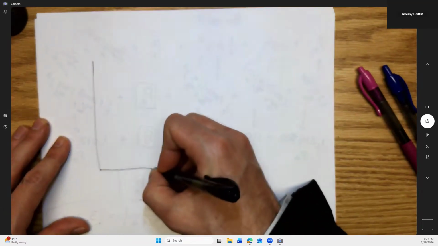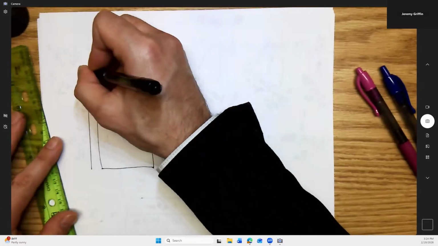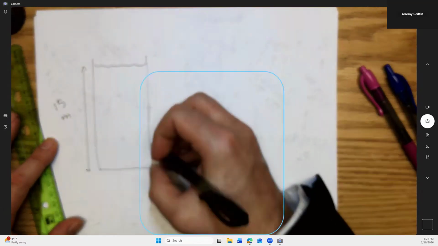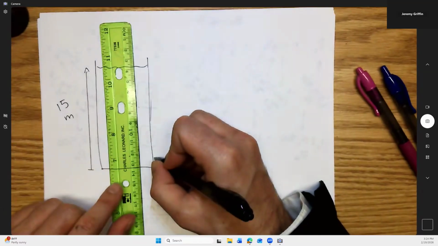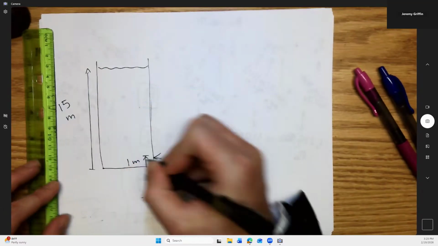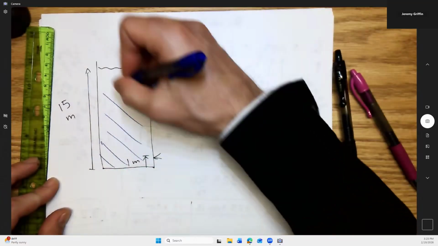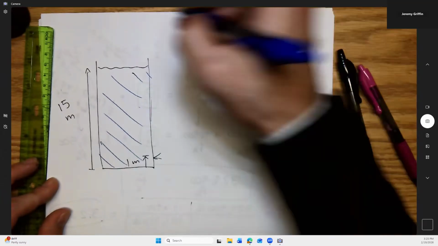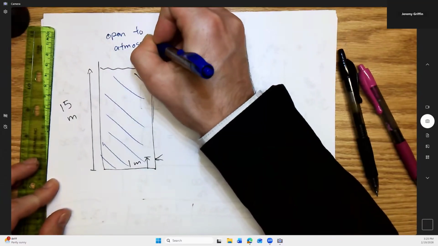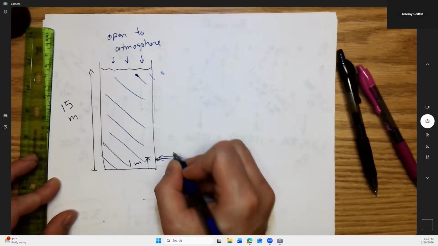So, a big old tank of water. Let's say this is filled up, 15 meters of water. And down here, 1 meter up from the bottom, somebody punches a hole, and water starts spurting out. This is open to atmosphere. And the question is, how fast does this water spurt out?